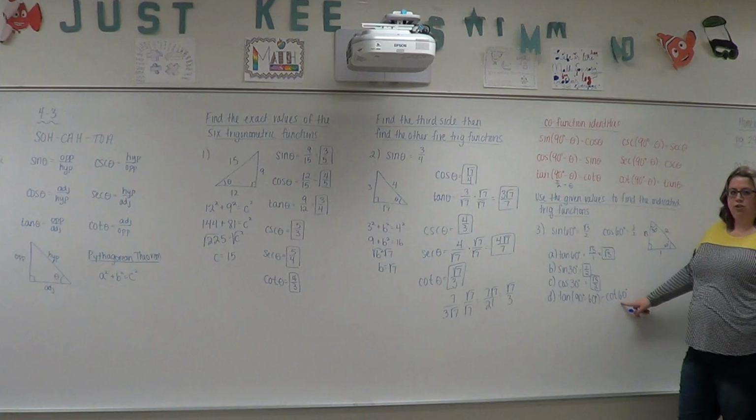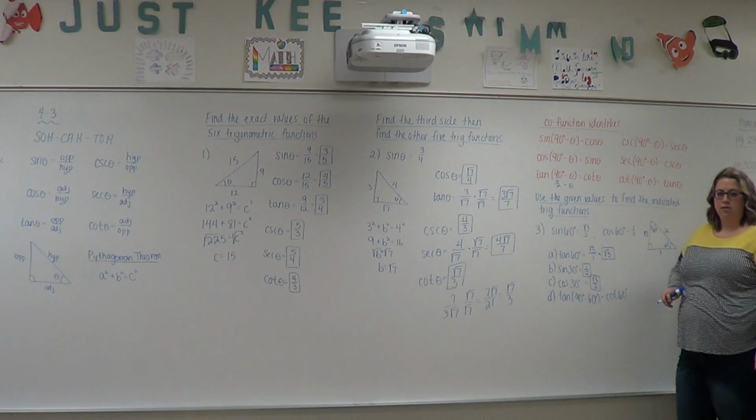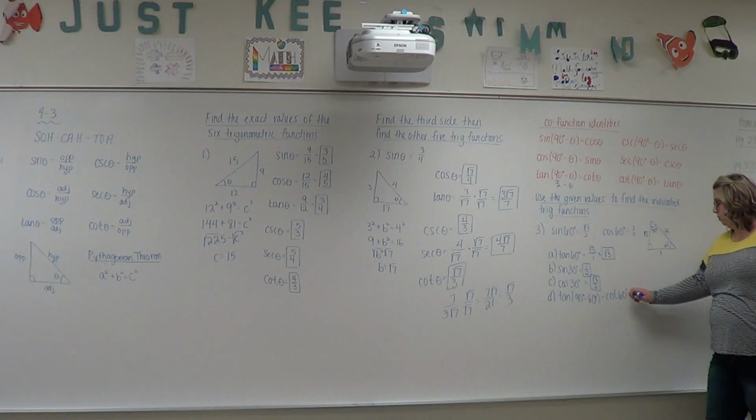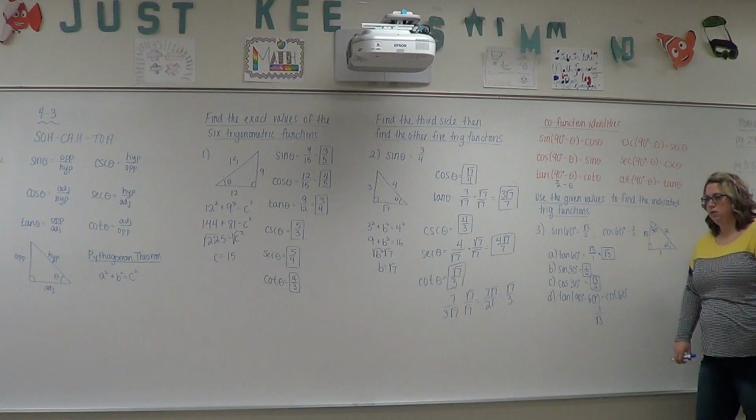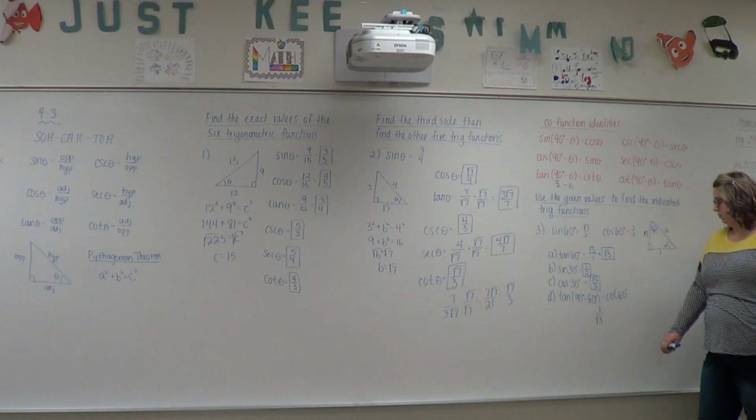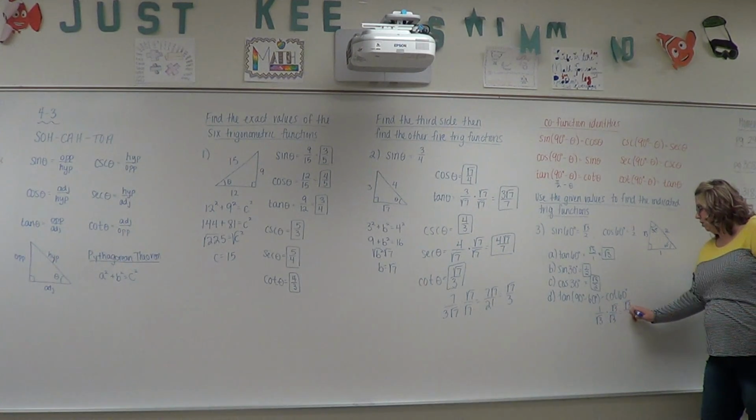Okay, so cotangent of 60. Well, if I know my tangent is square root of 3, my cotangent would be 1 over square root of 3. And then what do I have to do? Rationalize it. So it's really the square root of 3 over 3.